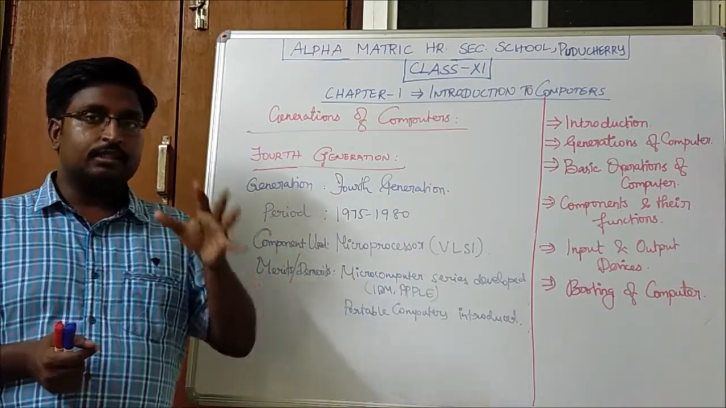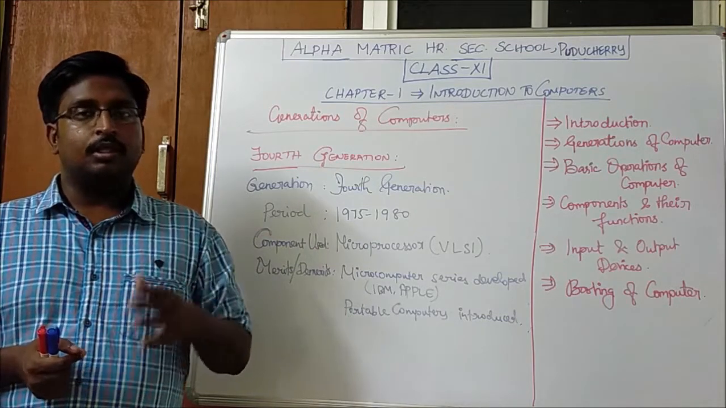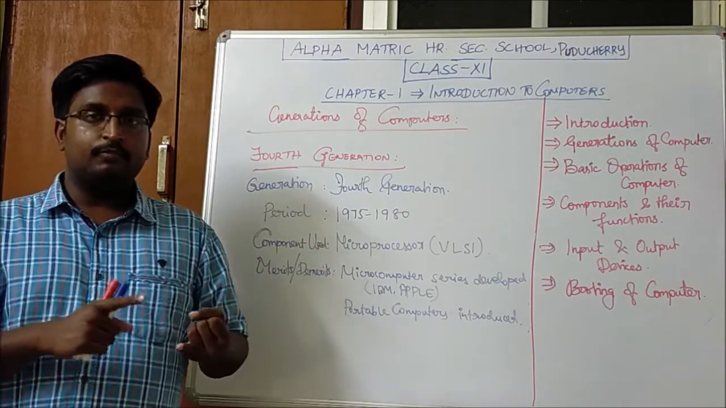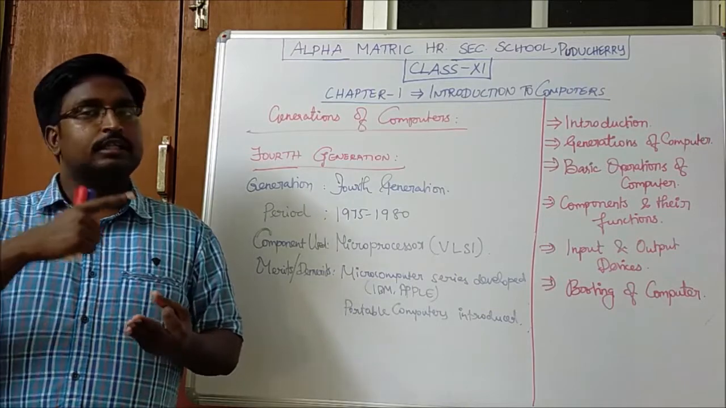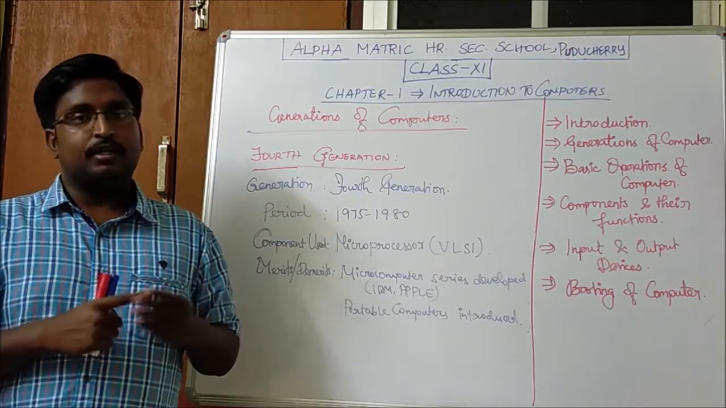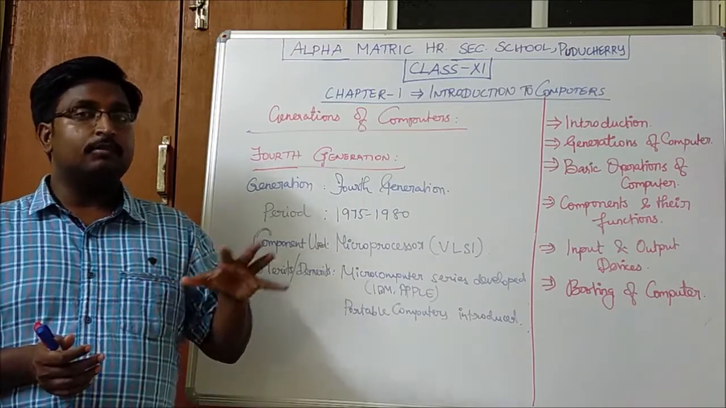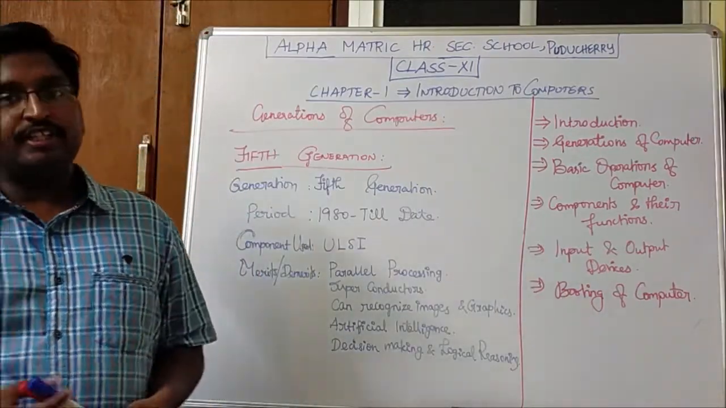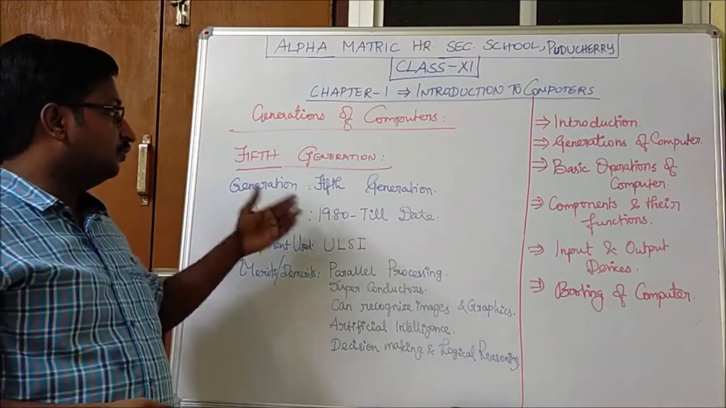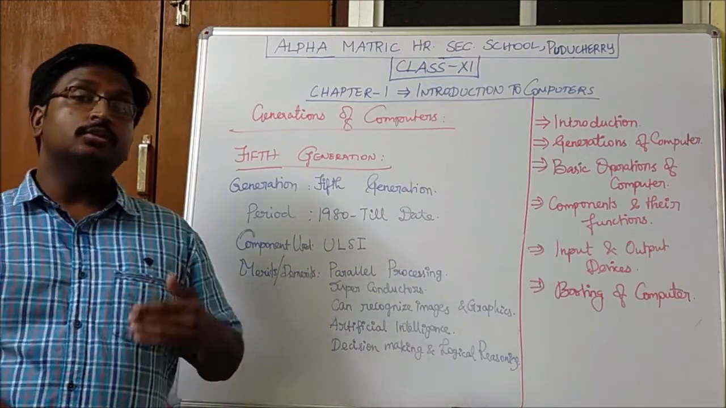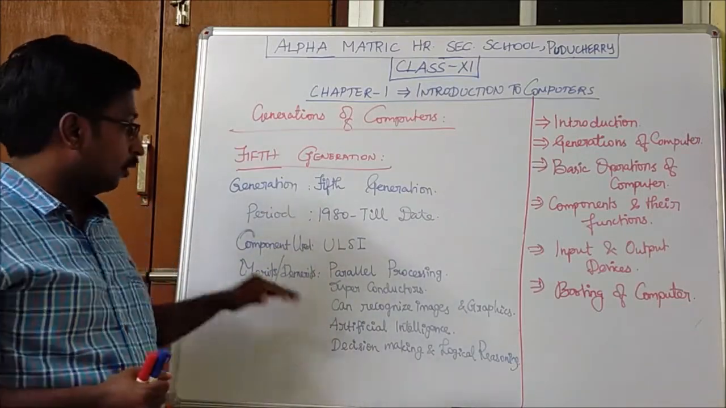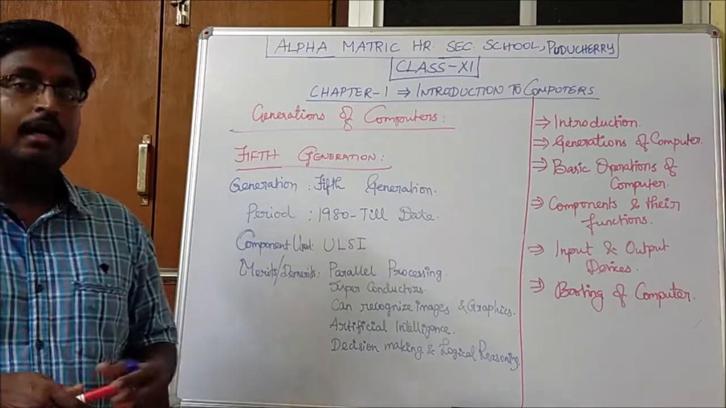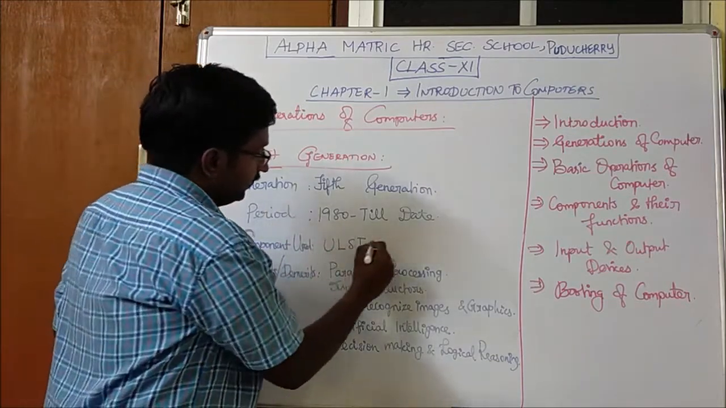Apart from this, there are three common merits. Computers became smaller and faster, produced less heat, and also consumed less power. So all these things come under the fourth generation. And the next is the fifth generation. The period of the fifth generation is 1982 till date, and the component used is ultra large scale integration.